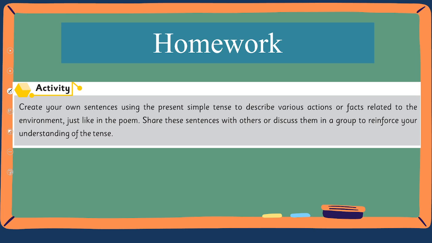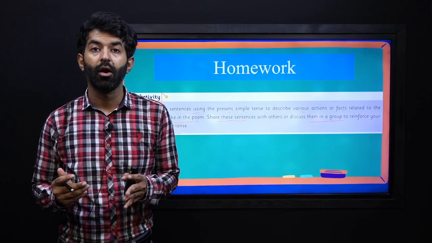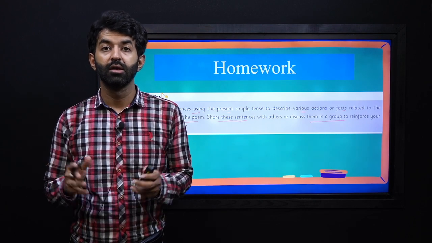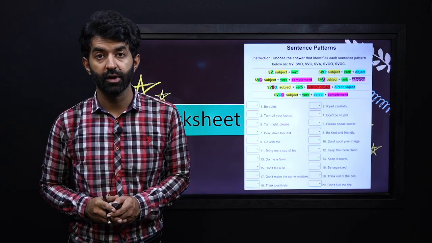You have to make sentences using the present simple tense to describe various actions or facts related to the environment, just like in the poem. Share these sentences with others or discuss them in a group to reinforce your understanding of the text. Now, you are going to actually use present simple tense and stick to that tense specifically.